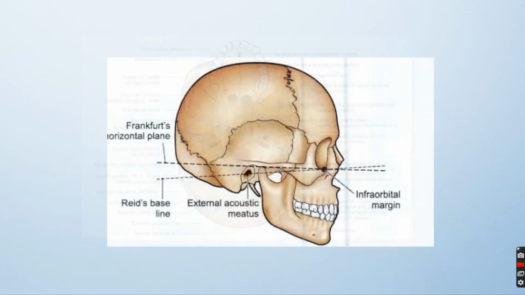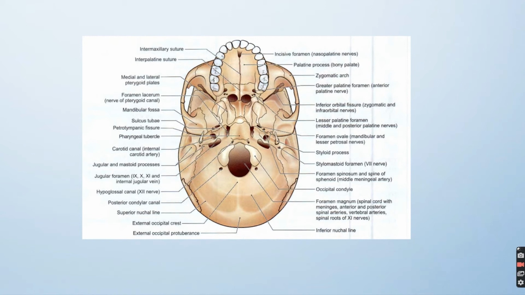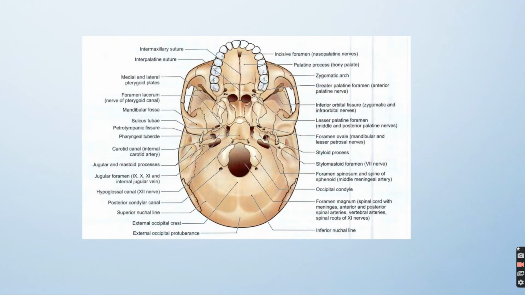And the base of the skull, so this is the base of the skull. The base of the skull is mostly intracartilaginous in nature, whereas the cap of the skull, that is the upper part of the skull, is intramembranous in nature. You have to remember these two. And all these foramina we'll be dealing with later.